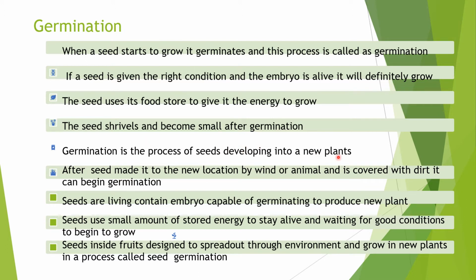Germination is the process of seeds developing into new plants. After the seed is made, it is taken to a new location by the wind or an animal. As we have already discussed, when the seed is carried away by the wind or an animal to some other location and it is covered with dirt, it begins its germination. Seeds are living. There is a misconception that seeds are dead, but they are living and contain the embryo capable of germinating to produce a new plant.